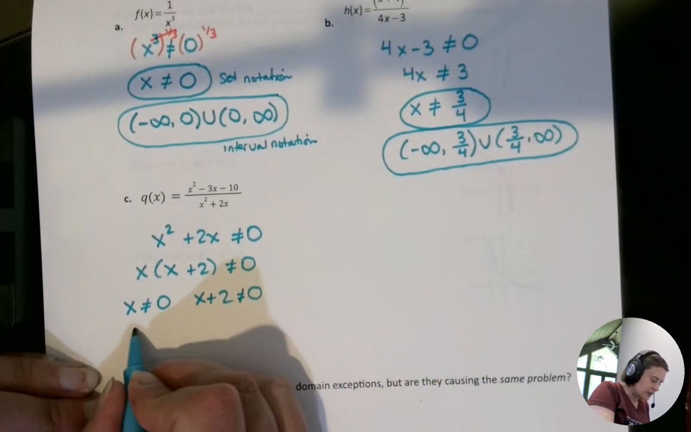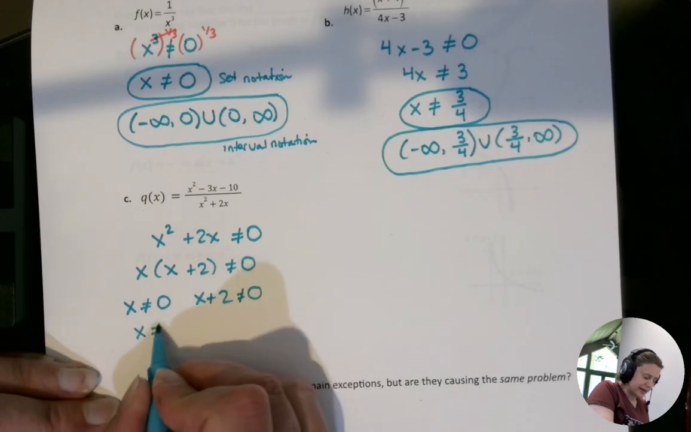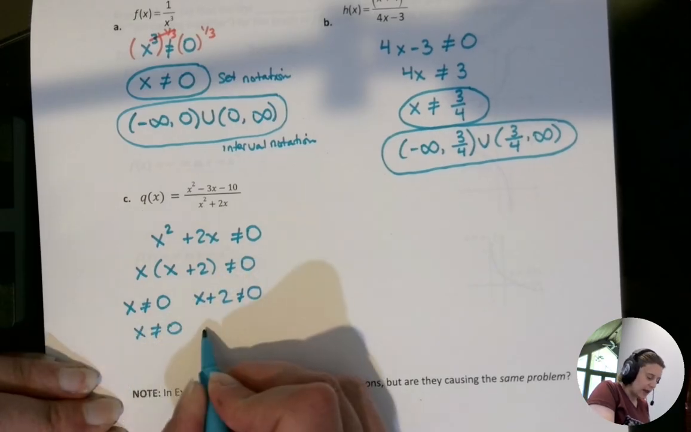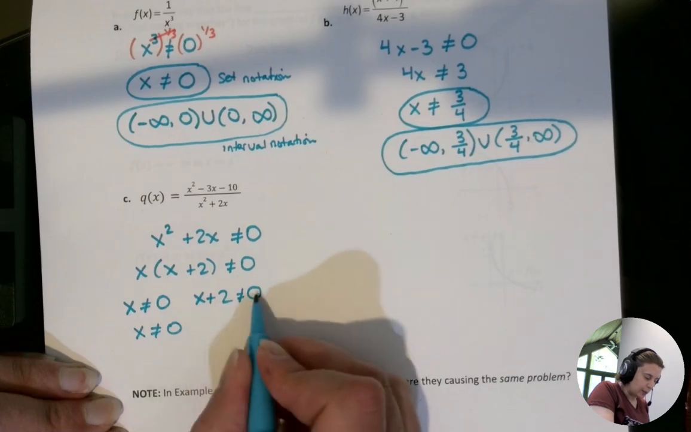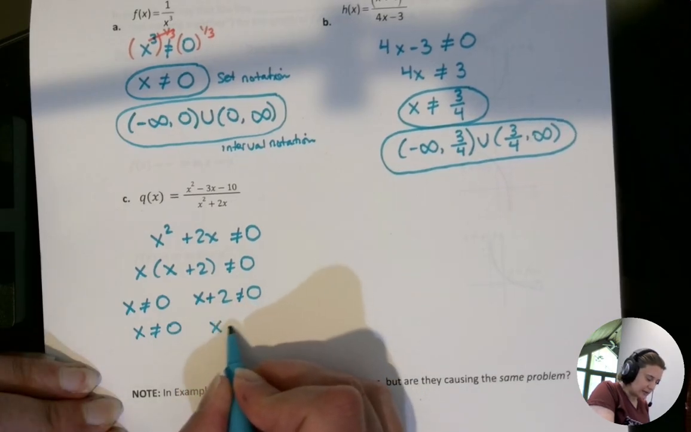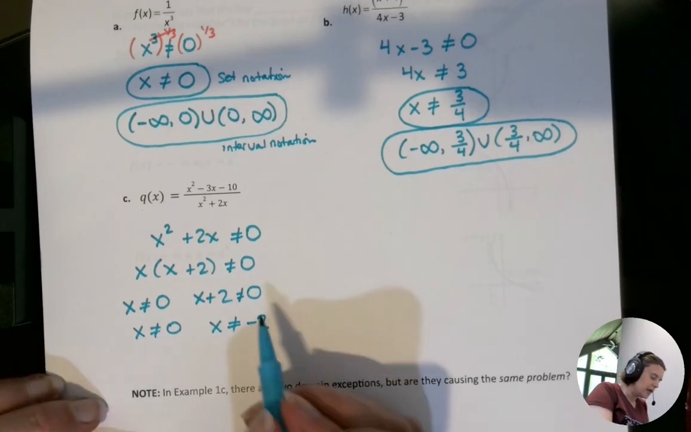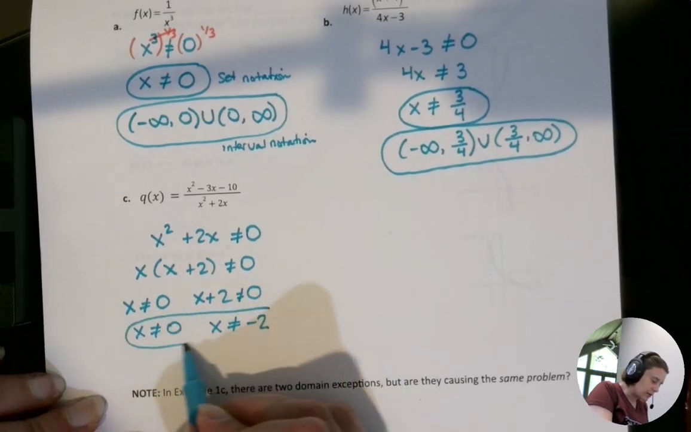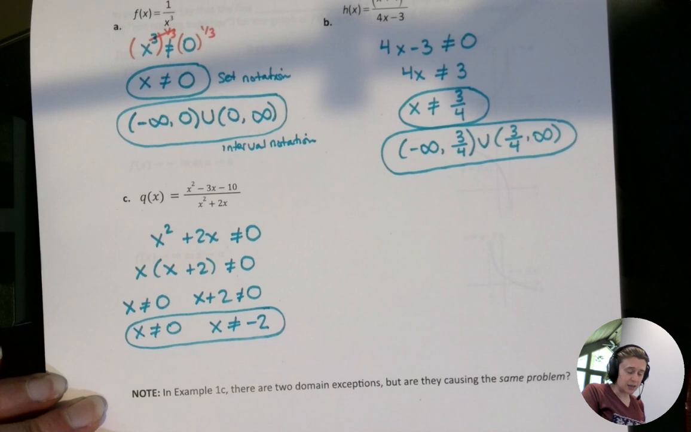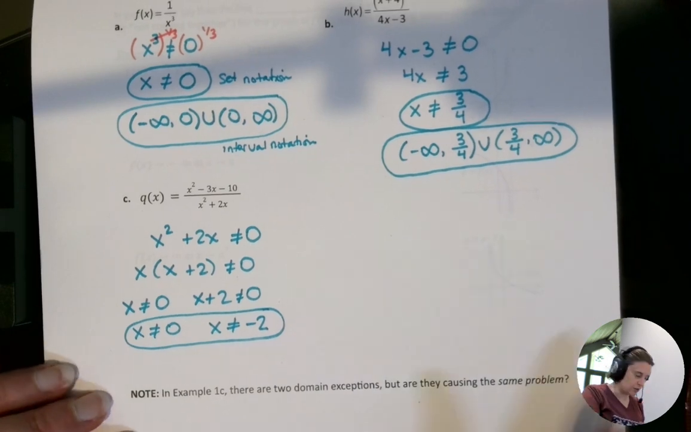So these will give us the two exclusions. X is not allowed to be 0, and when I pull the 2 over, it's going to become x is not allowed to be -2 by subtracting that 2 over. This would be our domain in terms of set notation. We also need to write the interval.